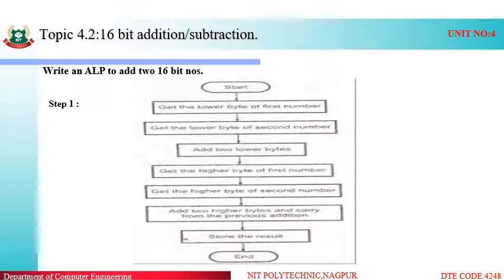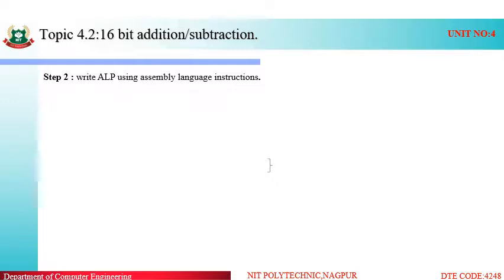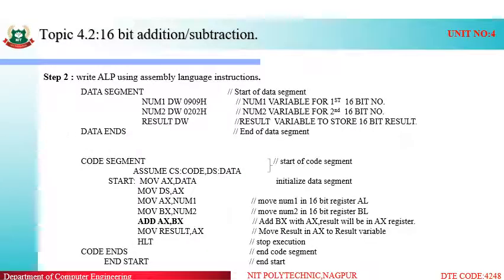So first is the logic. Now coming to the program, we need two variables, num1 and num2. Num1 will store the first number and num2 will store the second number. For the variable name num1, data type means how many bit number it is, 16 bit, therefore we have used DW, define word, and 16 bit means 4 hexadecimal digits, so 0909H.